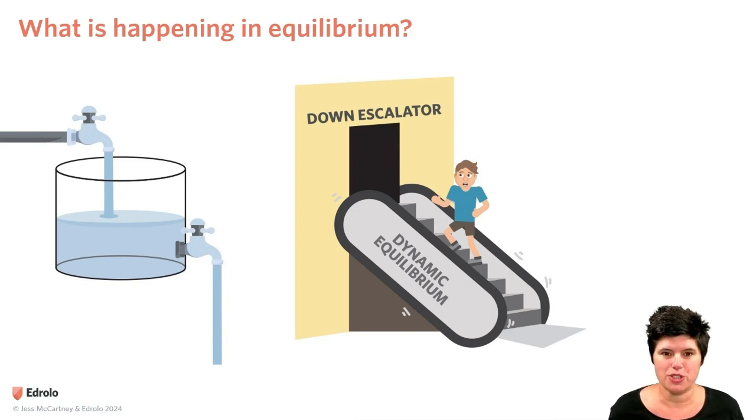But looking at these pictures, this represents this. So there is something happening, but it's nice and even, so we don't really see it. Looking at the man going up the escalator, he is continuously walking, so something is happening. Same as the taps running, they're running continuously. And this is what's happening with equilibrium reactions, which we're going to look at further today.